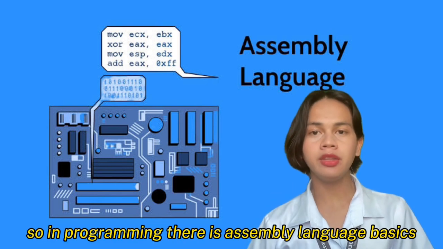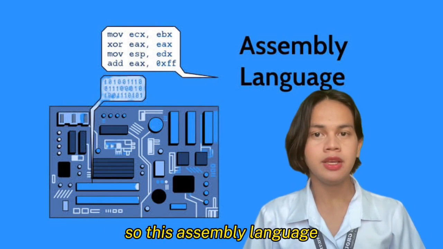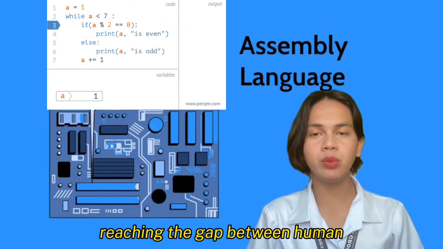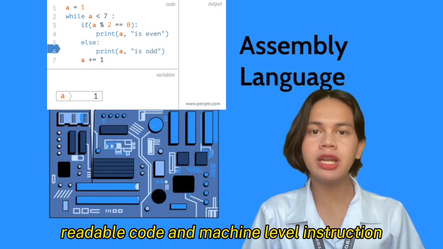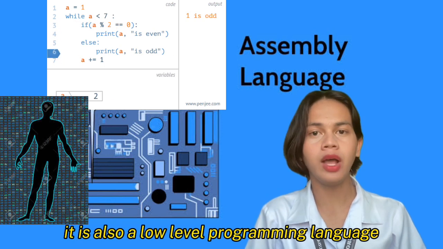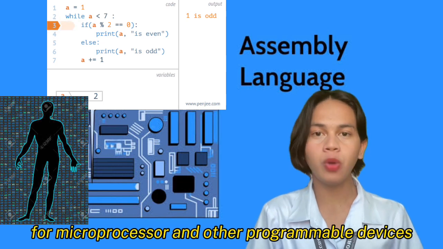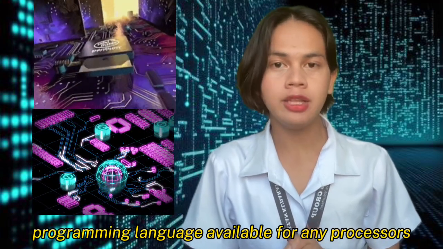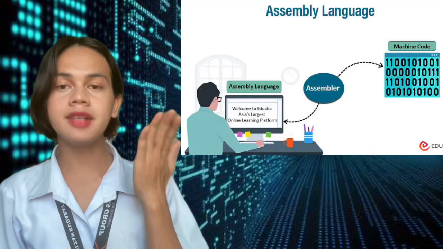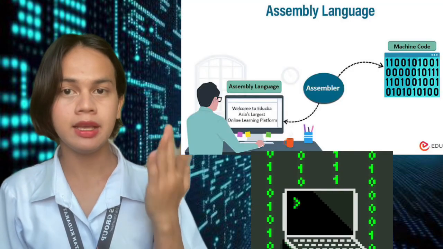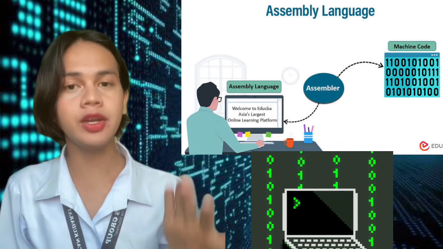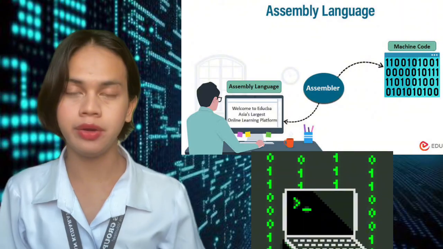So, in programming, there is assembly language basics. Assembly language is the mnemonics and symbols bridging the gap between human-readable code and machine-level instructions. It is also a low-level programming language for microprocessors and other programmable devices. It is the most basic programming language available for any processor. So this is an example of assembly language basics. Assembly language is a low-level programming language intended to communicate directly with a computer's hardware.